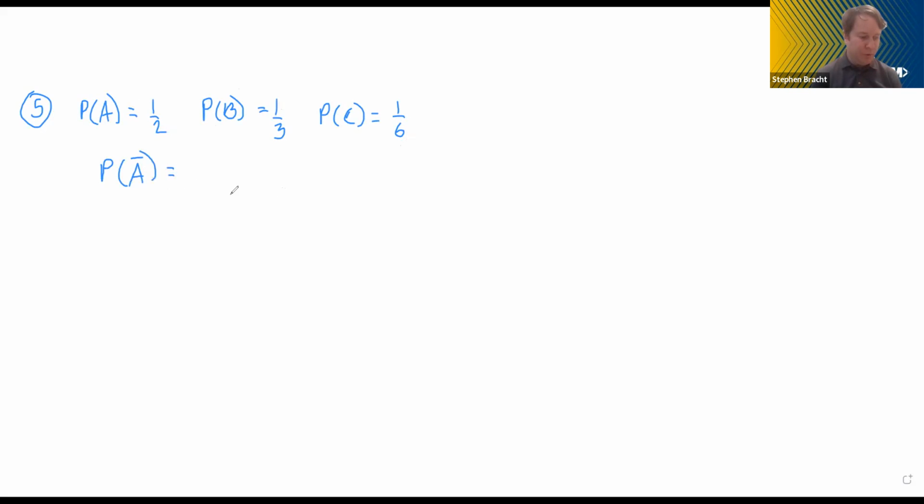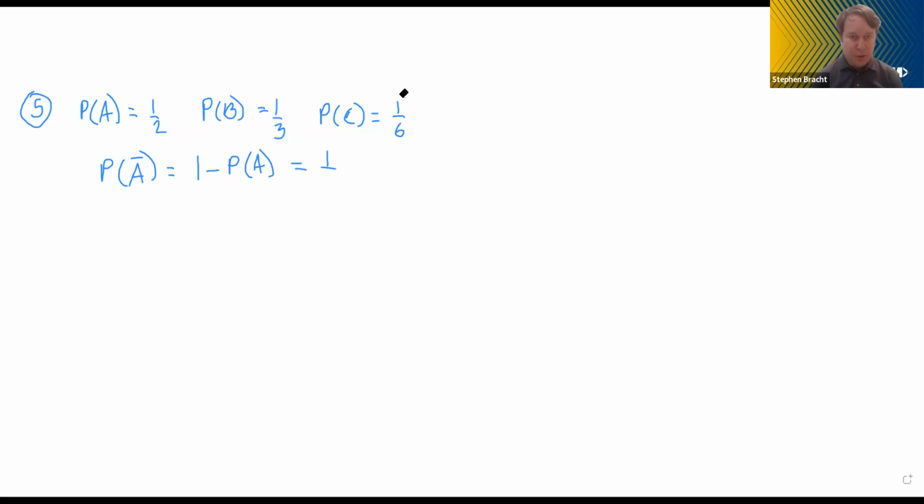So I'm starting with problem 5. Okay. And I was given these probabilities. I was given P of A equals 1/2, P of B equals 1/3, and P of C equals 1/6. Okay. For problem 5, I was asked to find the probability of the complement of A, which according to the rule of complements, is just equal to 1 minus the probability of A.